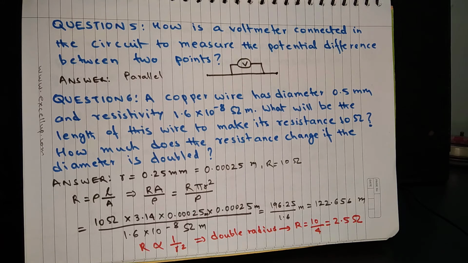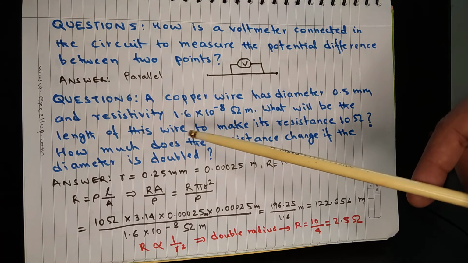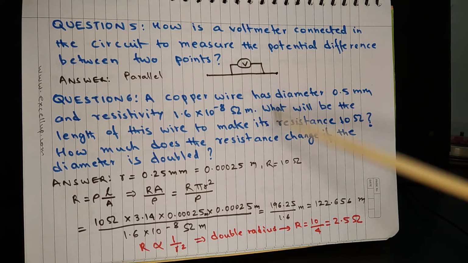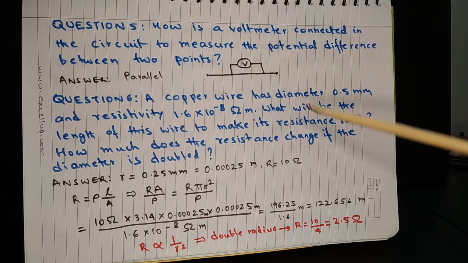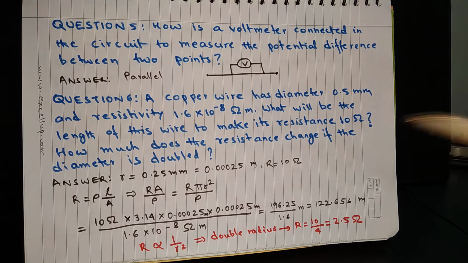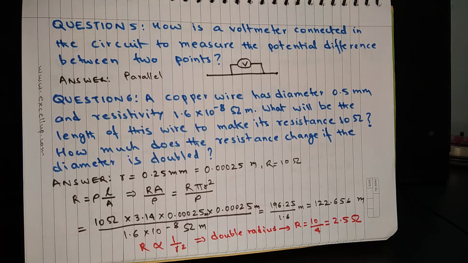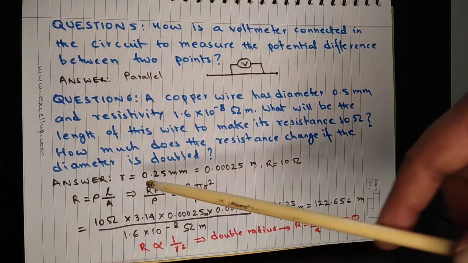Question 6. A copper wire has a diameter 0.5 millimeter and resistivity 1.6 multiplied by 10 power minus 8 ohm meter. What will be the length of this wire to make its resistance 10 ohm? How much does the resistance change if the diameter is doubled? So r is given 0.25 millimeter.